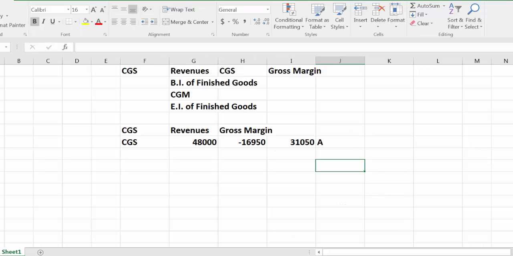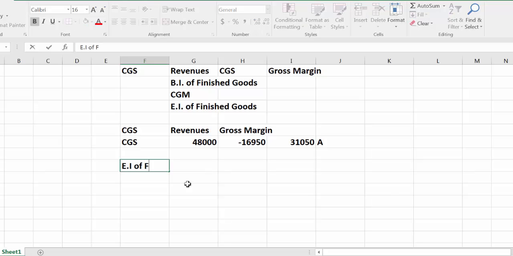So let me go back to this Excel worksheet. If you look at ending inventory of finished goods, the formula we normally can use to include this ending inventory is you have a beginning inventory of finished goods.